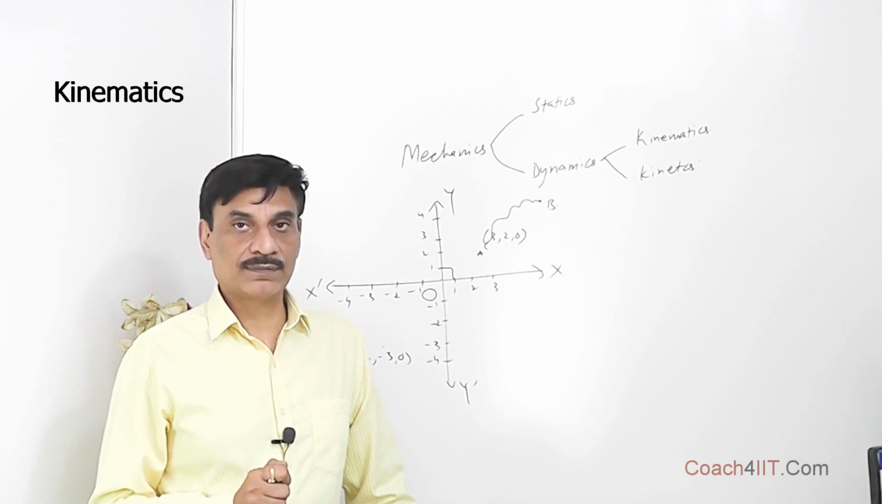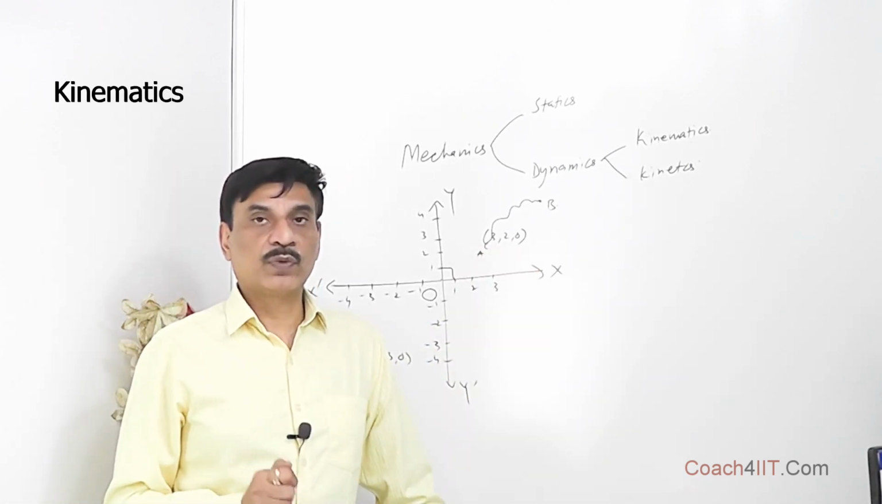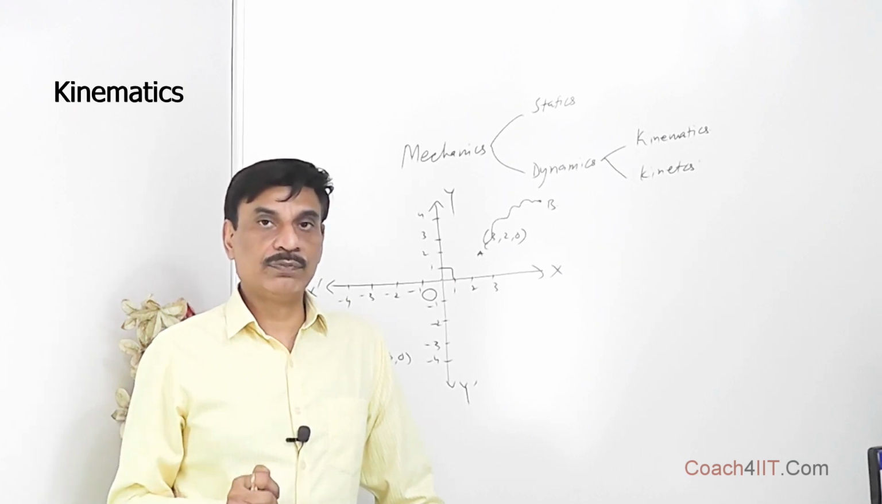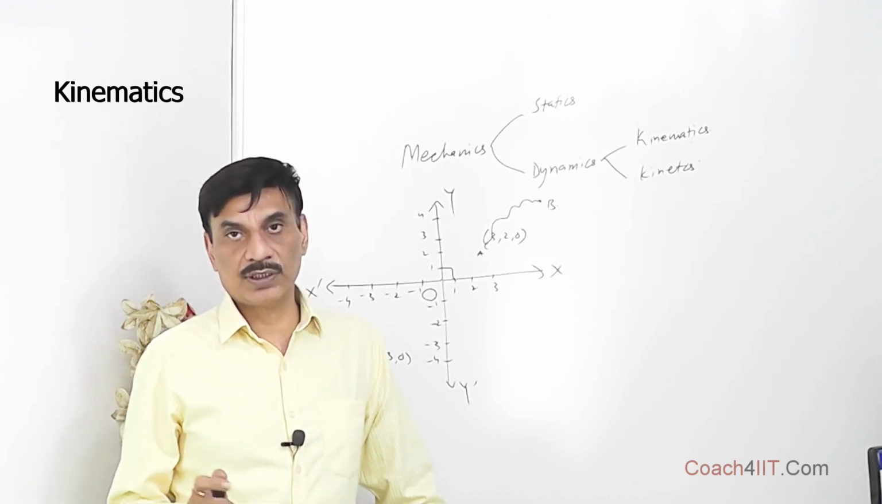we say that motion has taken place. If out of these three coordinates only one coordinate changes with time, we say it is motion in one dimension. If two coordinates change with time, we say motion in two dimension. And if three coordinates change with time, we say motion in three dimension.